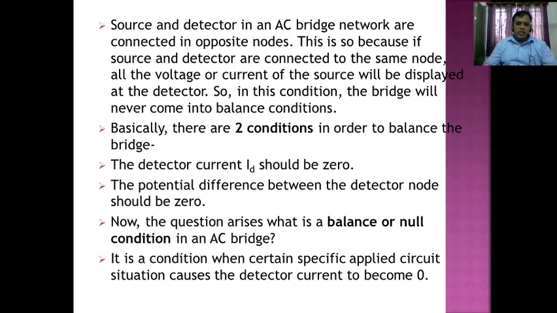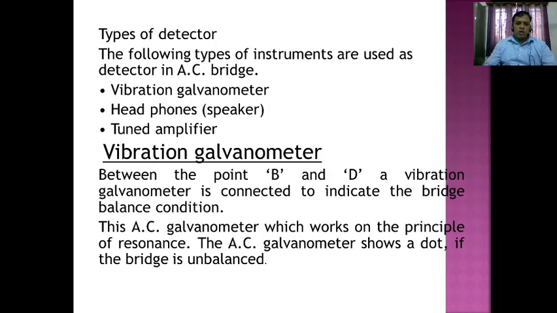So it is a condition. Balance means it is a condition when certain specified applied circuit situations cause the detector current to become 0. Now we will see the types of detectors. The following types of instruments are used as detectors in an AC bridge: vibration galvanometer, headphones, that is nothing but a speaker also you can use, and also a tuned amplifier. These are the types of detectors.